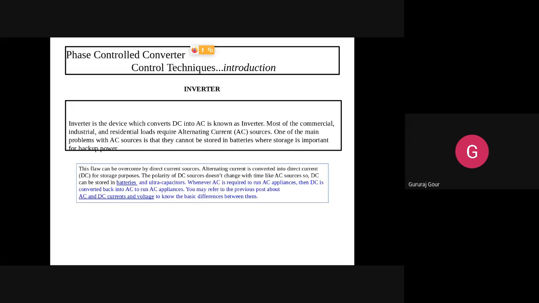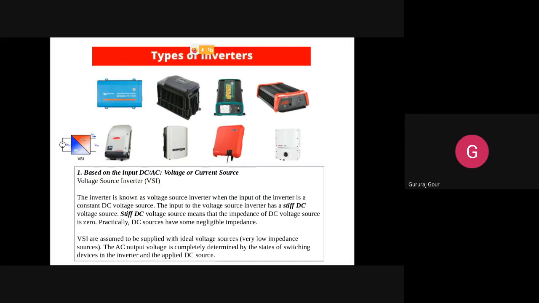So later we'll see what the types of inverters are. We'll be having a variety of inverters based on different factors. You can see some different pictures of inverters of different types that I have shown there.